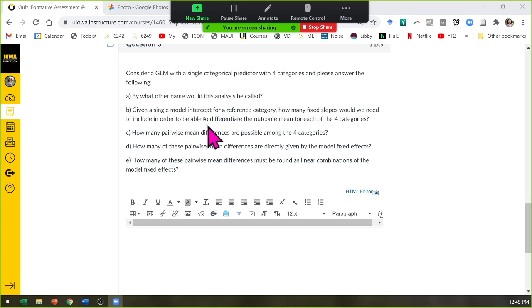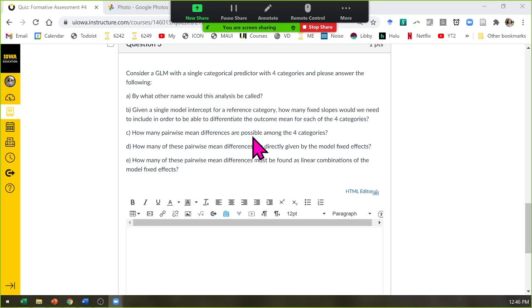Given a single model intercept for a reference category, how many fixed slopes would we need in order to be able to differentiate the mean for all 4 categories? Yes, this is a hold your hand up and vote question. How many slopes do we need? There's 3. Yeah, it's always the number of categories minus 1. That's how many slopes you need.